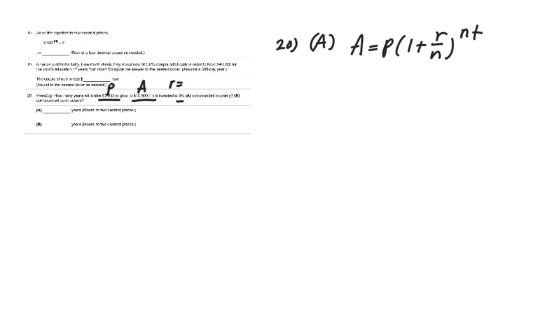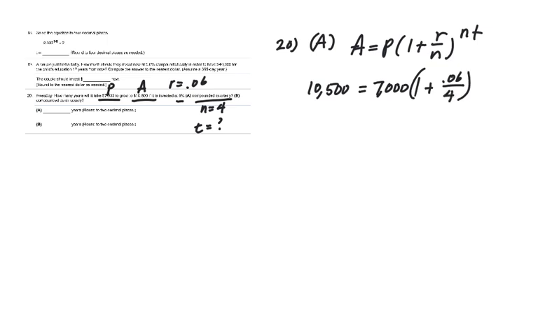6% is our rate, which is 0.06 as a decimal. And part A is compounded quarterly, so n equals 4. We're trying to determine how many years, so we're solving for t. Our accumulated value, 10,500, equals the principal 7,000 times 1 plus 0.06 divided by 4 raised to the 4t.